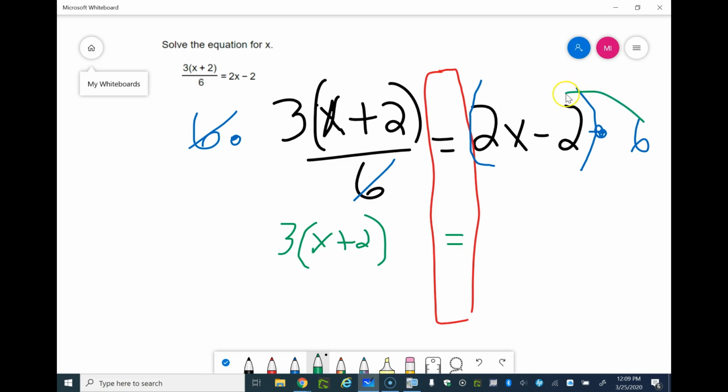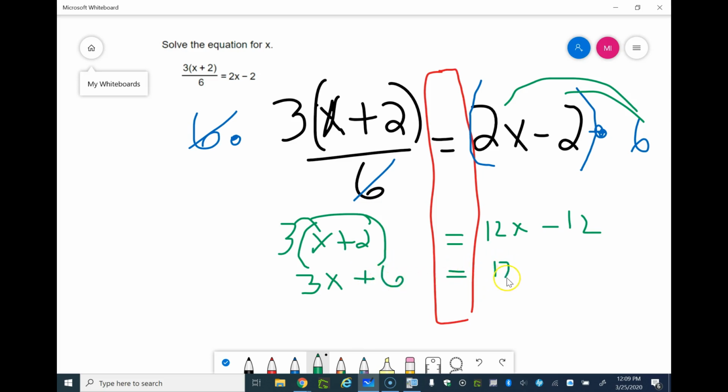And then I'm going to distribute this inside to be 12x minus 12. And then now I'm going to distribute this one in next to be 3x plus 6. And it's going to be equal to, again, 12x minus 12. So now we look on both sides of here, we can say that I want to combine like terms.